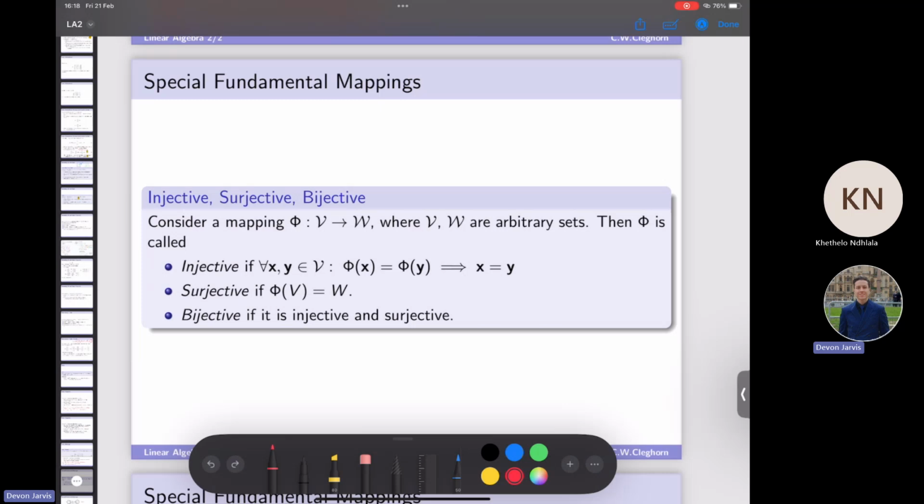So if you consider some mapping phi from a vector space V to a vector space W, where V and W are arbitrary sets, then phi is called injective if for every x and y, if I map x and I map y separately and they are equal, then it means the original vectors themselves had to be equal. It is surjective if I can reach every point of W from some mapping off of V. So the mapping off of V gives me the full space W. And then lastly, it is bijective if it has both properties.